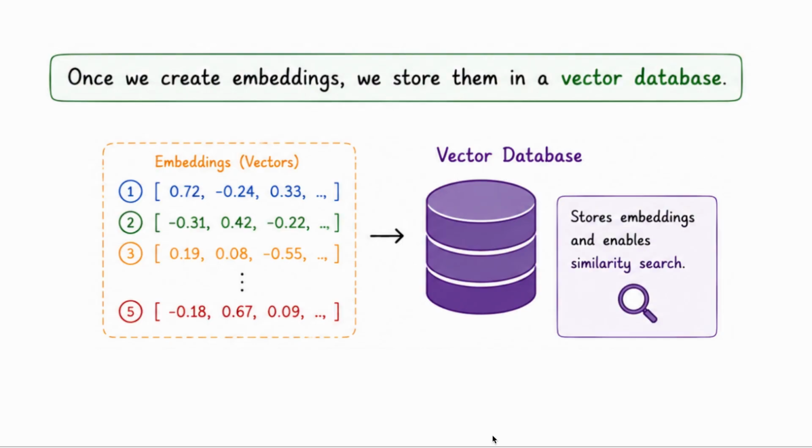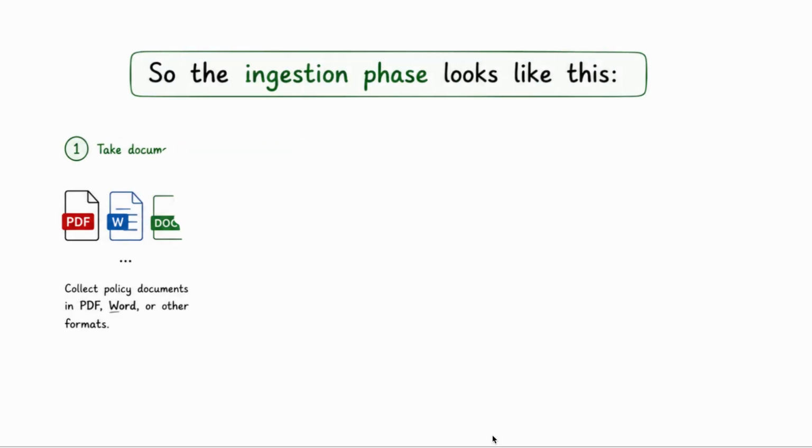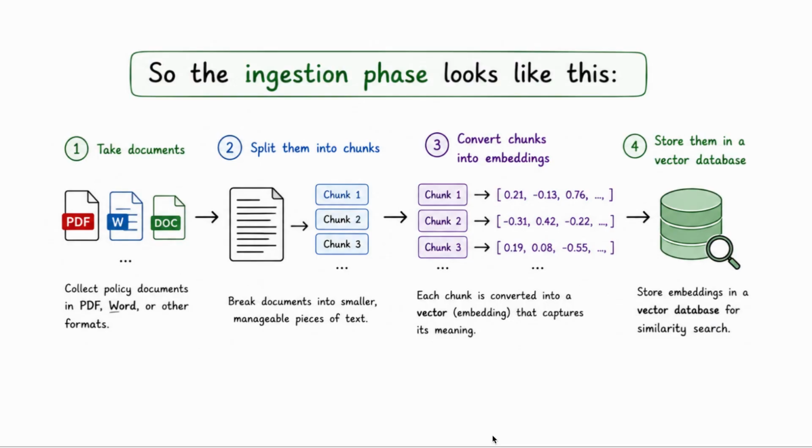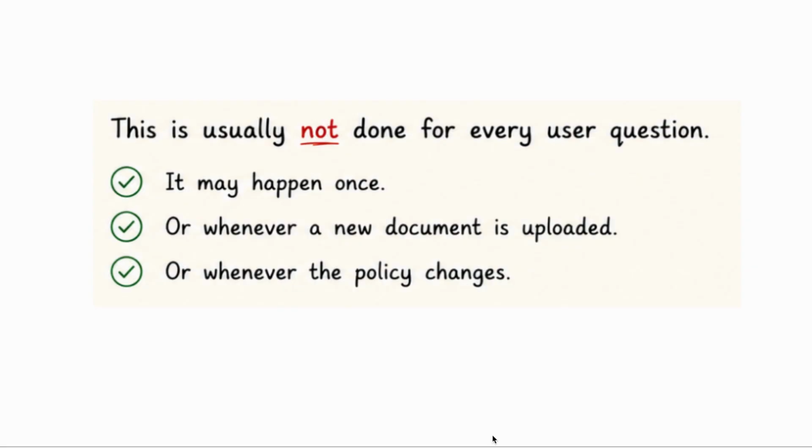Once we create embeddings, we store them in a vector database. A vector database is a spatial database designed for similarity search. So the ingestion phase looks like this. First, take the document, split it into chunks, convert chunks into embeddings, store them in a vector database. This is usually not done for every user question. It may happen once, or whenever a new document is uploaded or whenever the policy changes.